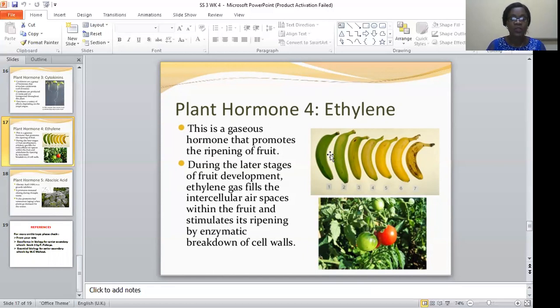Yes, let's continue. During the later stages of fruit development, ethylene gas fills the intracellular air space within the fruit and stimulates its ripening, like I've just mentioned, by enzymatic breakdown of the different cell walls present in such plants. You can see this apple here. These are ripening already while others are still struggling to get ripe. That is as a result of ethylene present as a plant hormone.